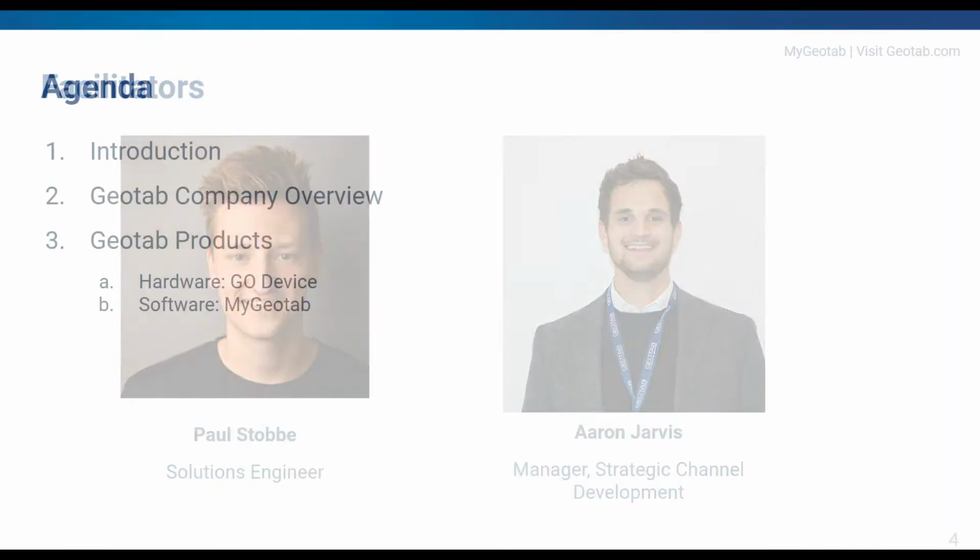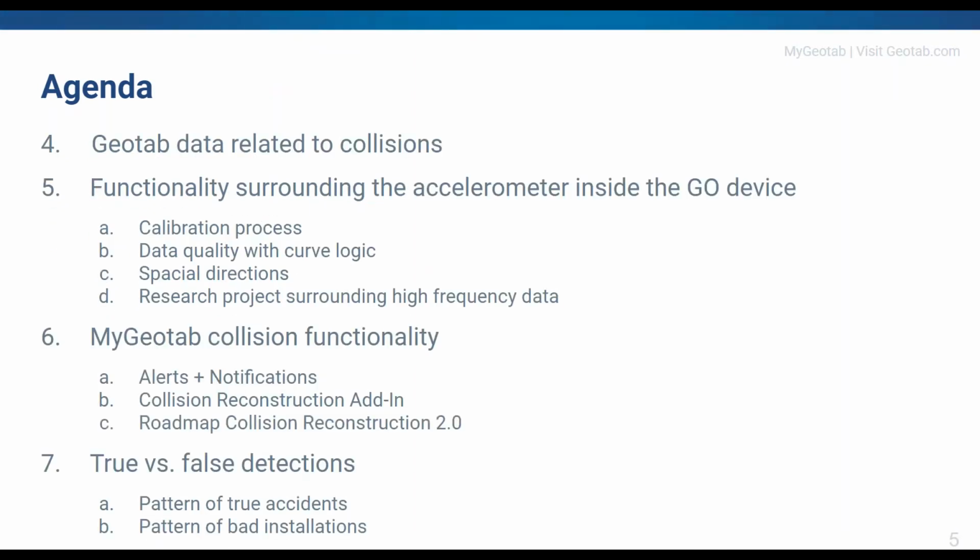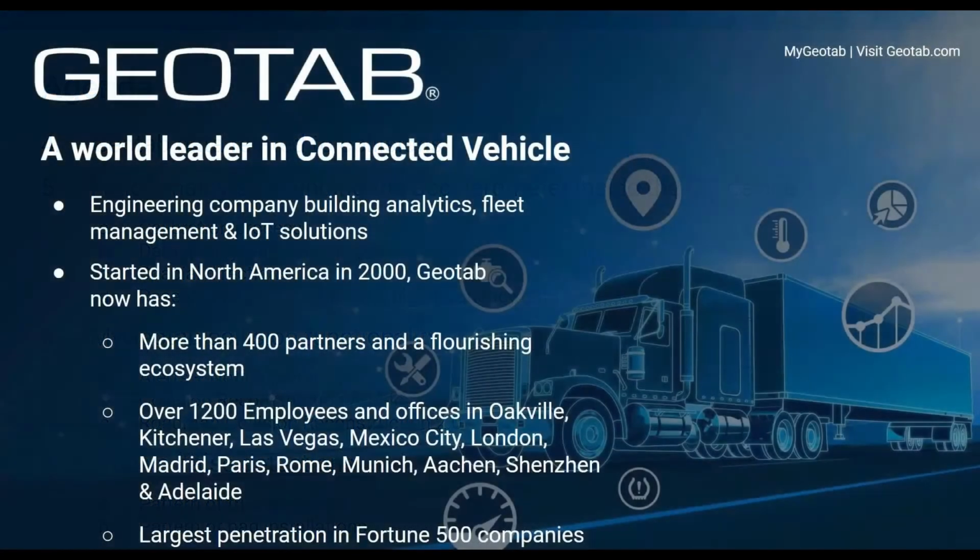So in terms of an agenda today, I'm going to give you a brief introduction, which we're in the middle of here, an overview of Geotab as a company very briefly, and some of our products, and then we'll move into Paul, who's going to really get into the detail of our collision analysis and all the data that supports it. As I'm sure you're all aware, Geotab is one of the world leaders in connected vehicles. Our strategy is to be the bedrock of the connected vehicle.